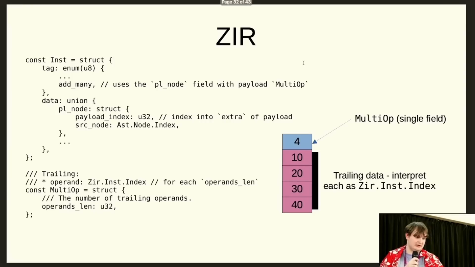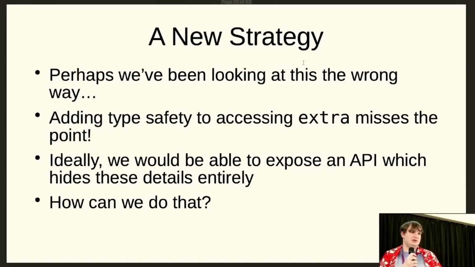So the idea is, if you look at the bottom here, we'd have this multi-op thing, which has operands len, which we store, but then there's a comment above it explaining what data comes afterwards. And that has to come afterwards rather than being embedded in the struct because it's variable length. Okay, so that's a flaw in this.